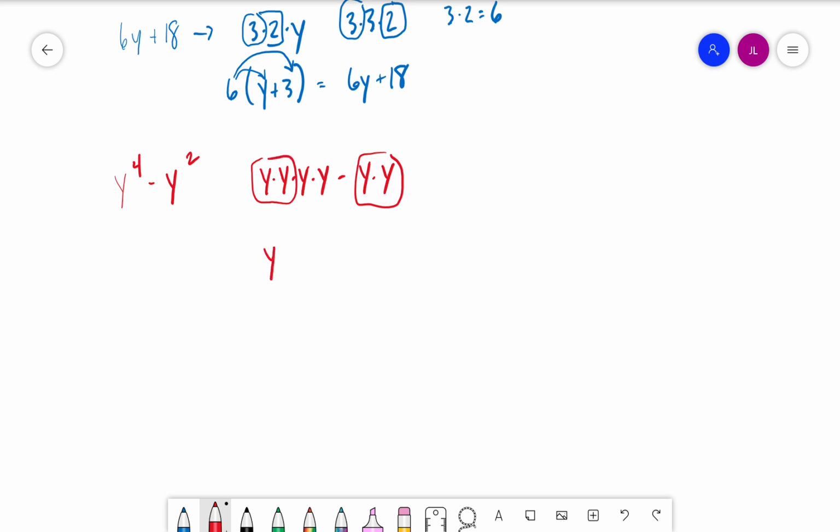Two y's we know is y squared. What do we multiply y squared by to get y to the fourth? We multiply it by y squared, plus that's what we have left over here. So y squared times y squared minus 1 would be how we factor this. Okay. So that's with two terms.